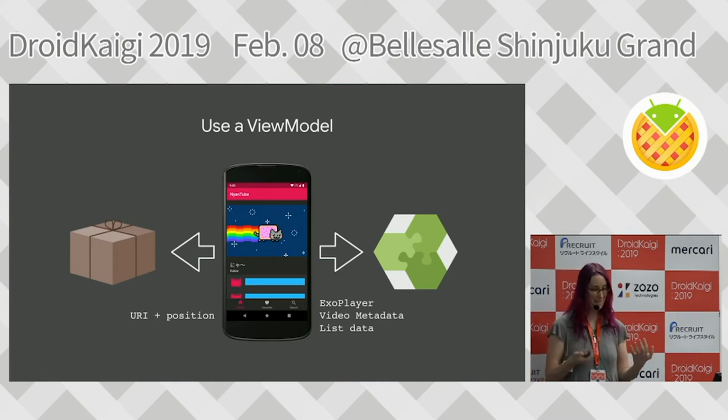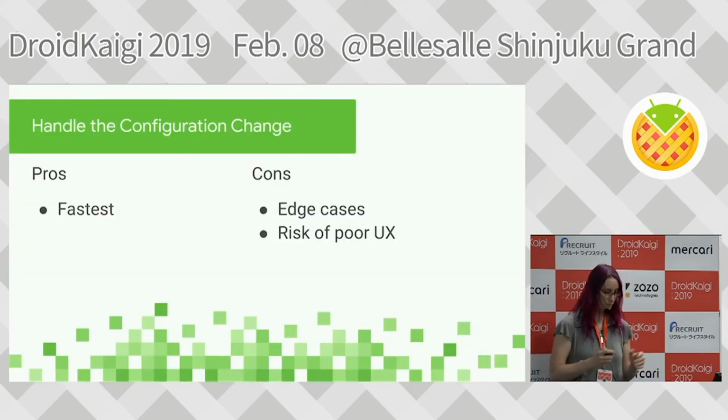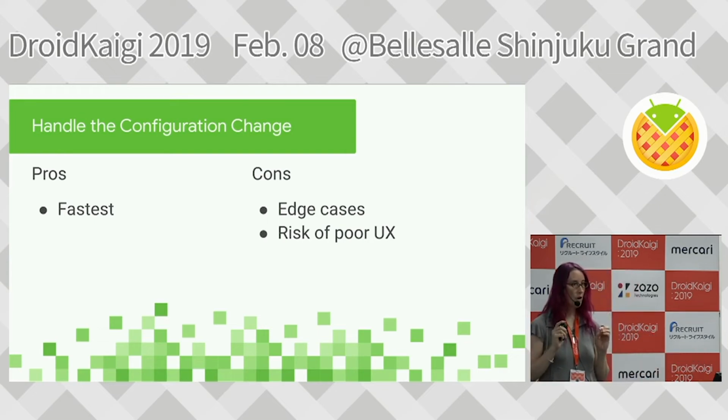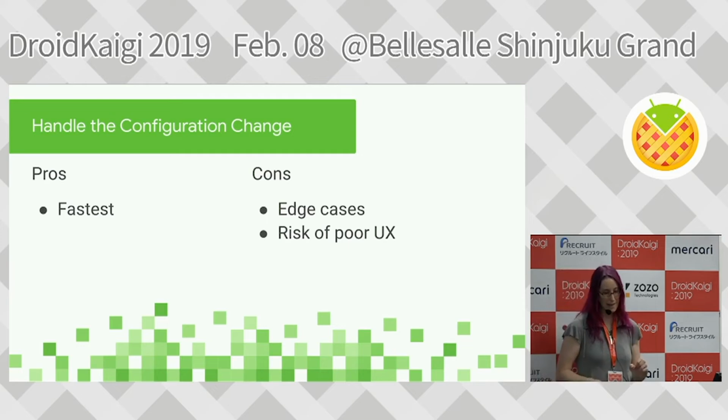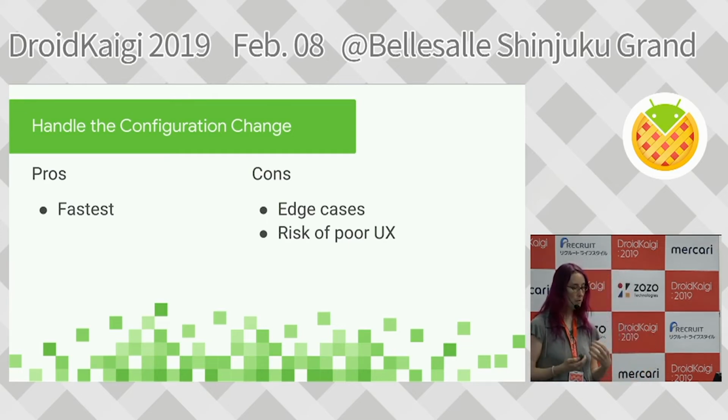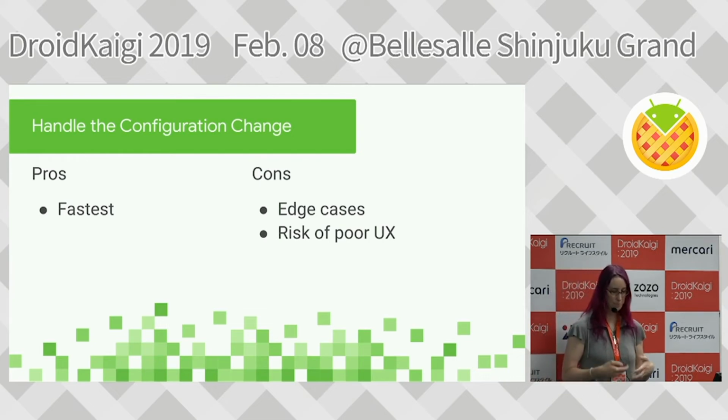Now, there are some cases, for example games, where you might want to handle the configuration change on your own. Handling the configuration change on your own is obviously the fastest way because the activity isn't recreated at all. The downside is that this can be very complex, and there can be a lot of edge cases and results that you wouldn't expect. So how complex is the next question?